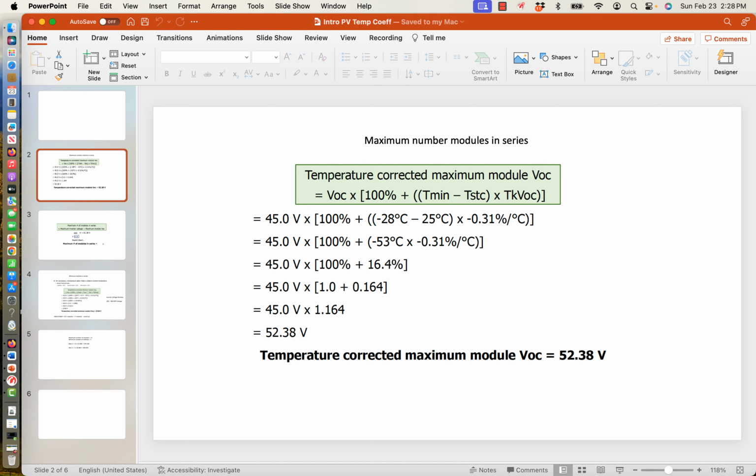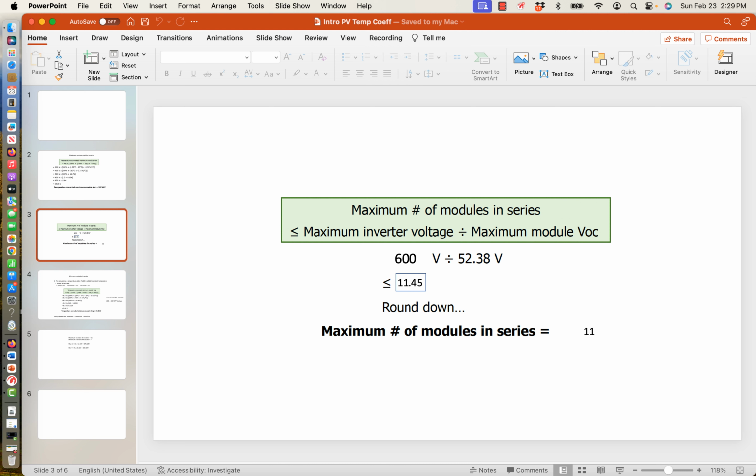So we can't go over our voltage rating for our inverter or application. If you remember, residential is 600 volts, so we can't go over that 600 volts. So here's that 600 volts residential maximum divided by our new VOC, 52.38, and we get 11.45 modules. So we can't do 11.5 modules, so we round down. 11 modules would fit under 600 volts. 12 modules would be over our 600 volt maximum.